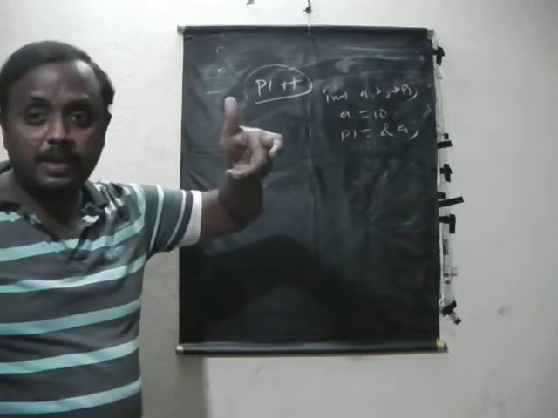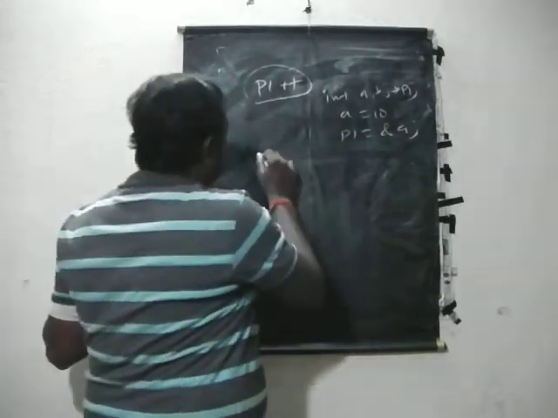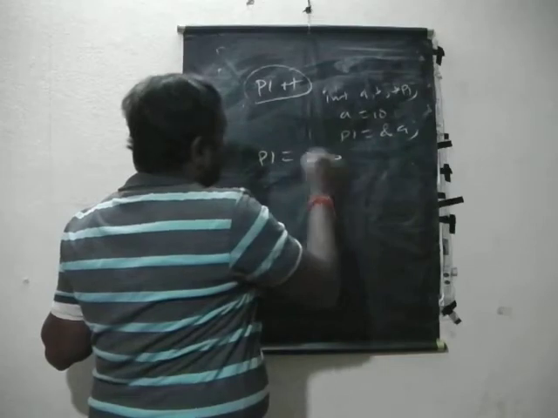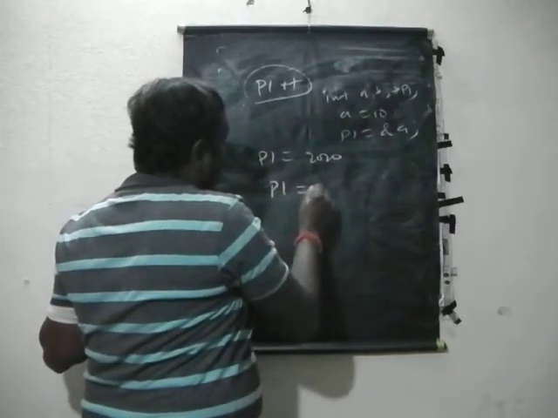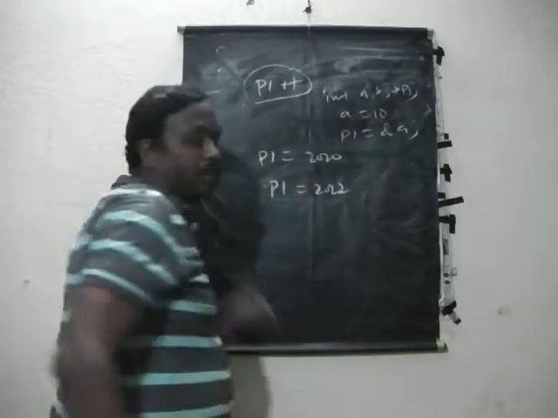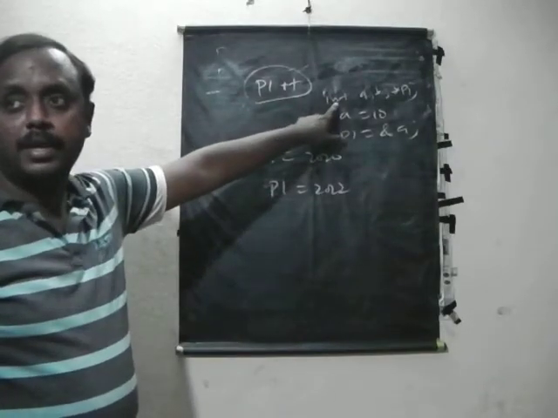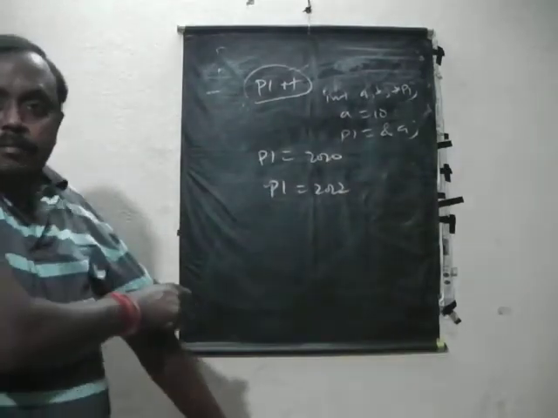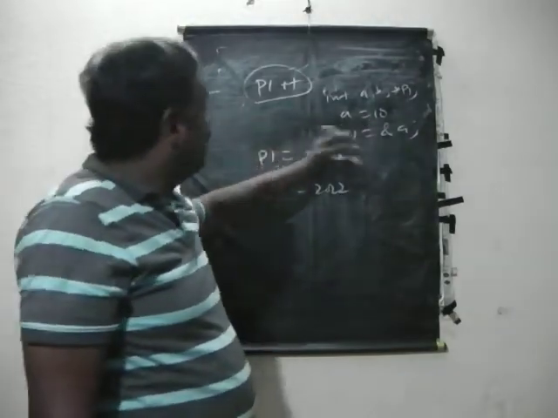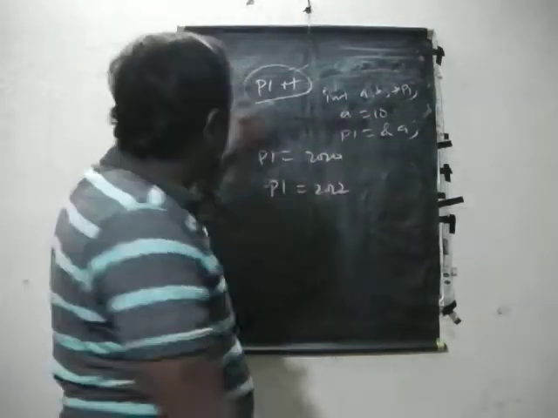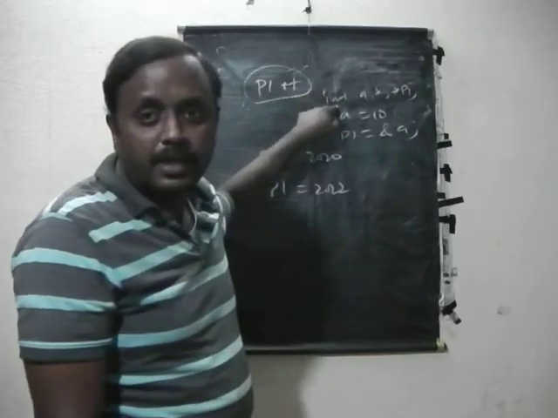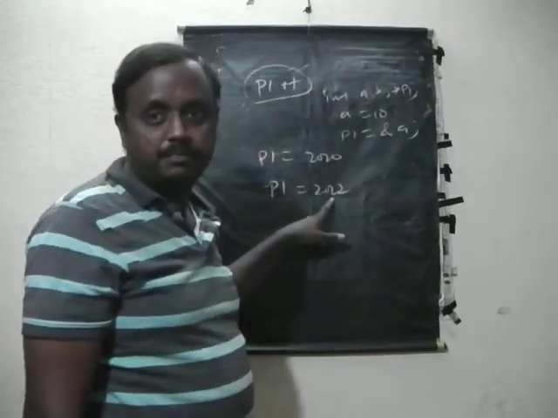Whatever the address in P1, for example, P1 having 2020. So P1 plus plus means P1 becomes 2022. How do you get 2 bytes here? Simply, being an integer. What do you mean by integer here? For example, if it is a character, automatically it adds only 1 byte.